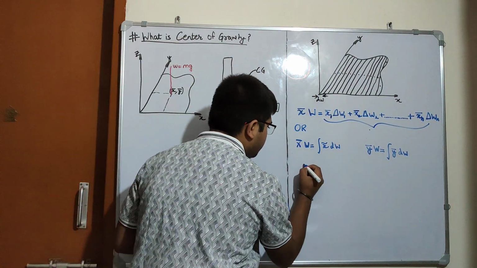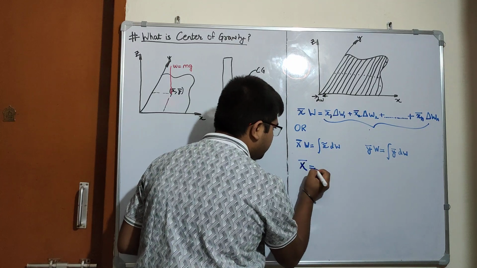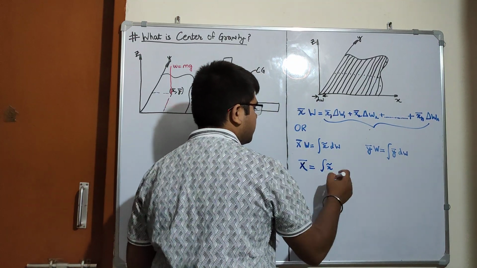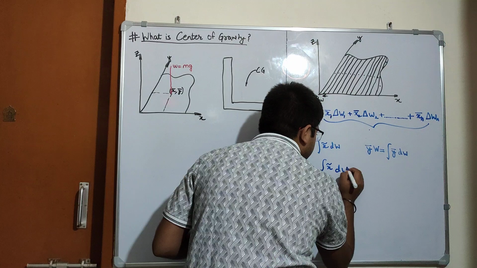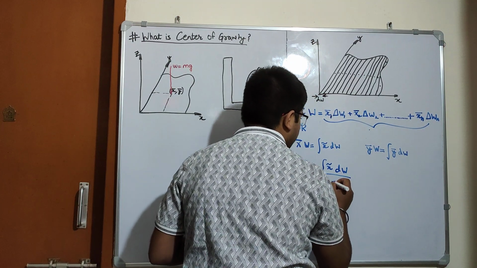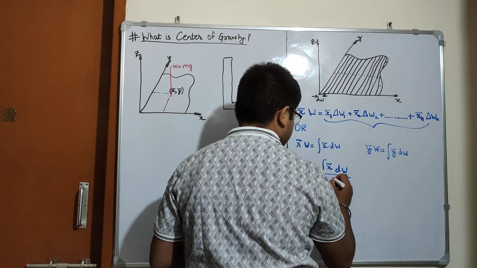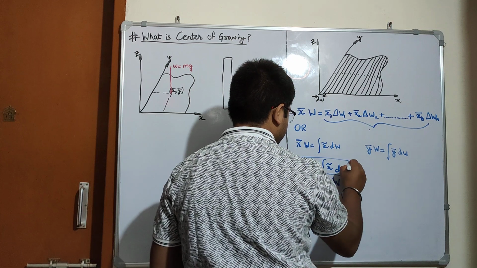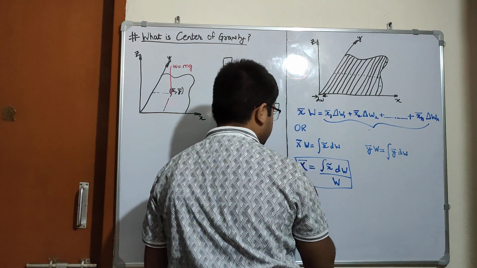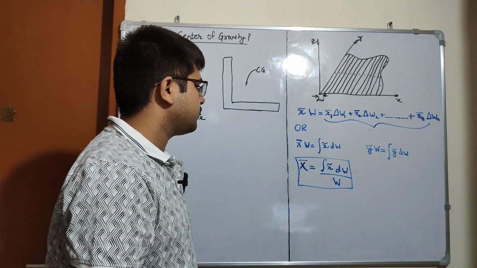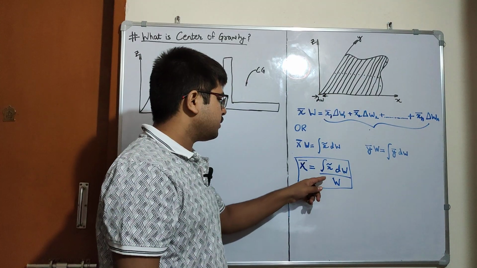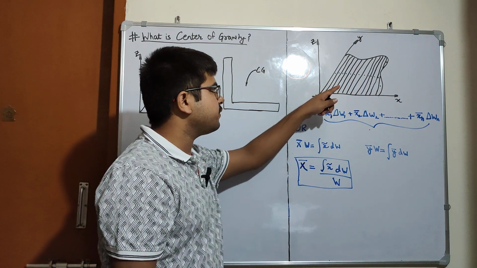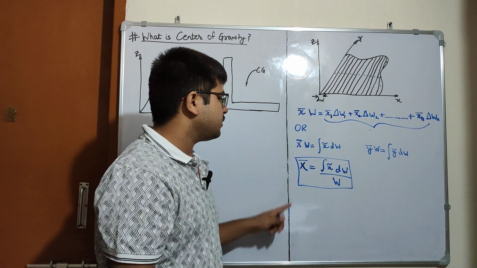Now to find the x bar value, we simply integrate x bar dw over W. So this is how we calculate the x bar value for the x coordinate of the object. Similarly, we will have the y bar value for the y coordinate.